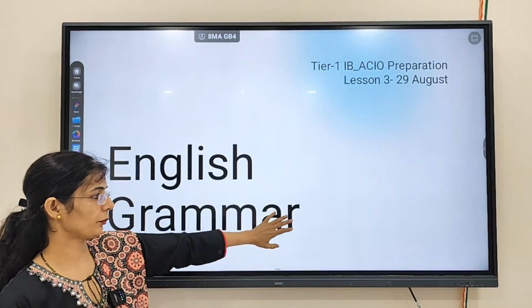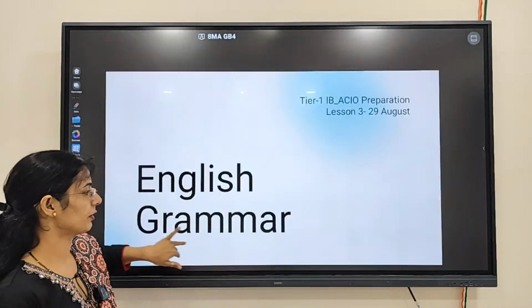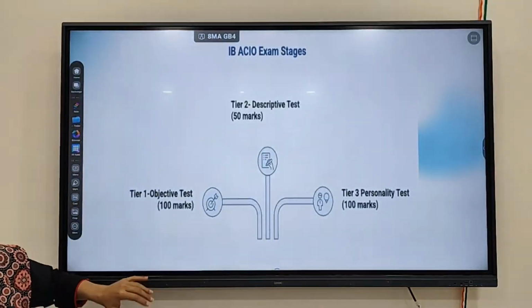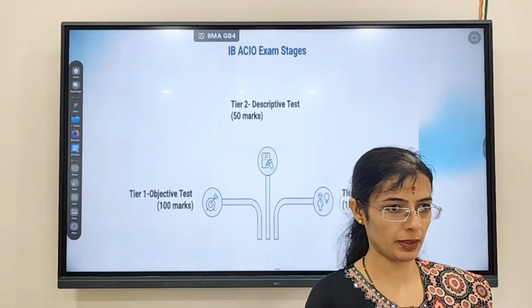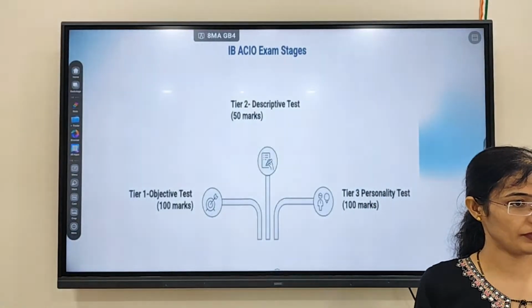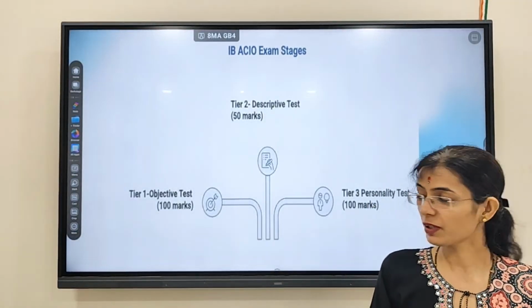Lesson for English grammar. Until now, what we have done is we've looked into some of the theory elements, and we've also looked into the paper, how these questions will be asked. Any doubts until now? Everything good so far? So far, so good. Okay.